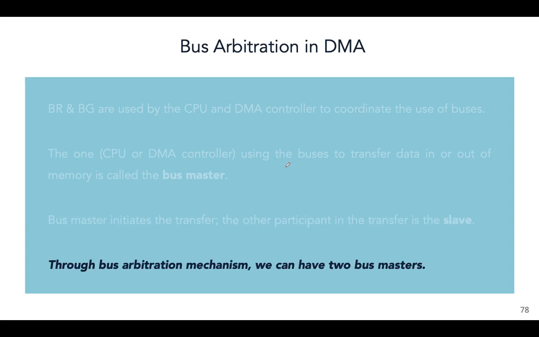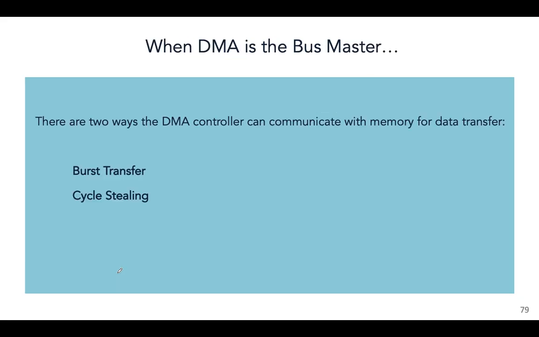So through the bus arbitration mechanism, what we're trying to say is we can have two bus masters. When we're talking about direct memory access, we can have two bus masters. Usually there's only one; usually only the CPU is in charge of all the buses. But during DMA, through the BR and BG lines, we can have two bus masters. So normally the CPU is in charge of the buses, but since we're talking about direct memory access, let's see what happens when DMA is the bus master.